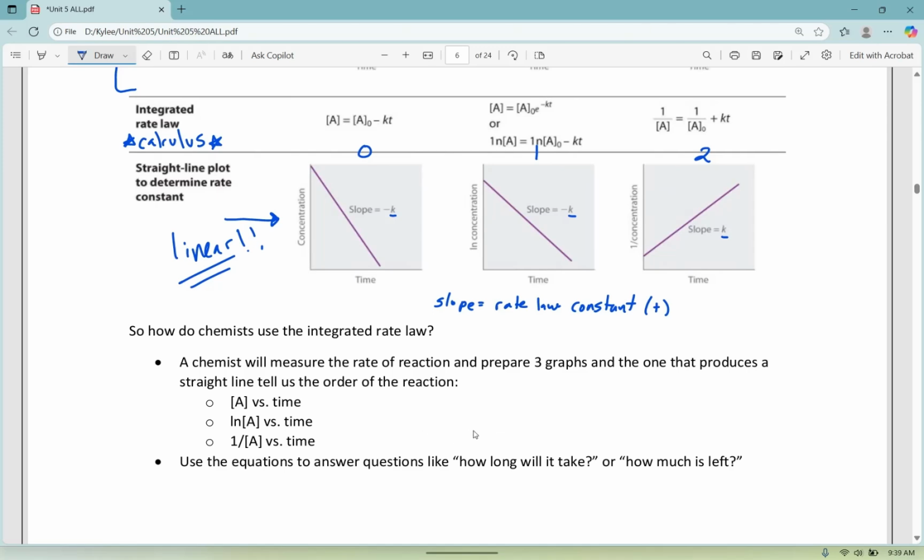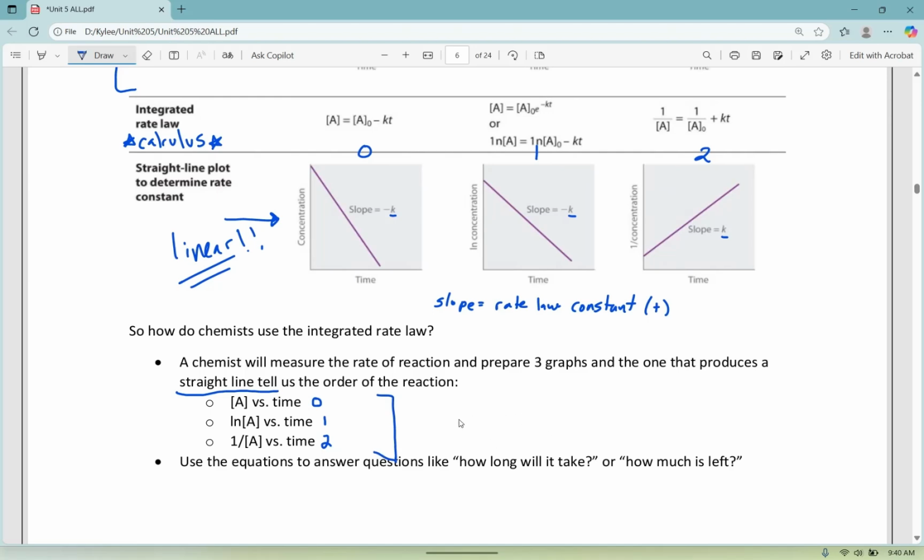And what we will do is look and see which one gives me a linear slope. The one that produces a straight line, or has a linear graph, will tell us the order. So if this A versus time is linear, that tells me it's 0 order. If it's ln A versus time, that would be first order, and then 1 over A versus time would be second order. We won't get into the graphs for 3rd order and 4th order because that isn't really covered in AP Chem. These are the ones that you're expected to know.